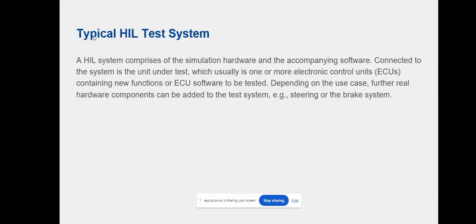Which usually is one or more electronic control units, ECUs, right? Containing a new function or ECU software to be tested. The device ECU will be tested in the HIL automation. Depending on the use cases, further real hardware components can be added to the test system, like airbag, steering, brake system, or any other ADAS. We can test it in a HIL automation system.